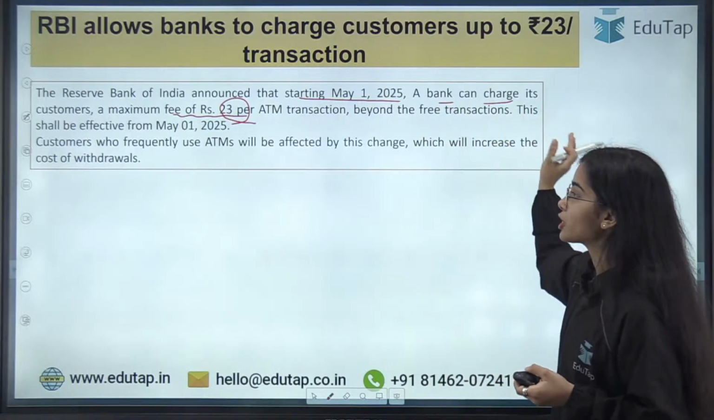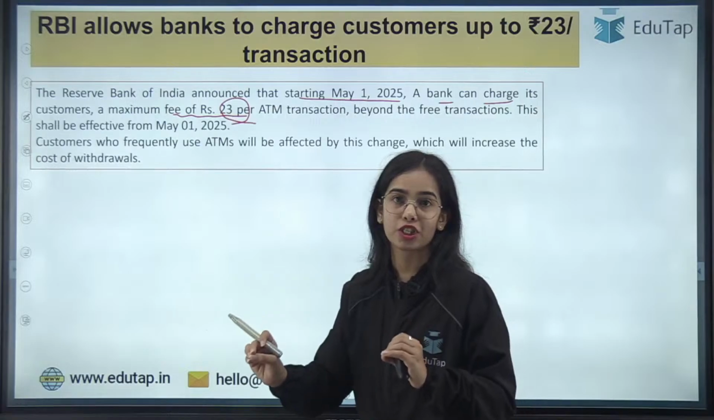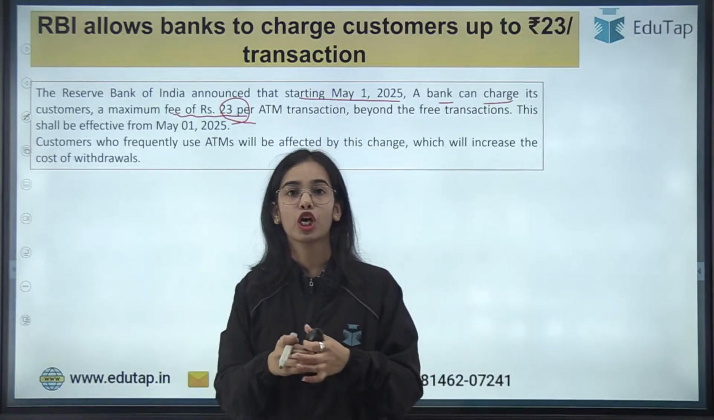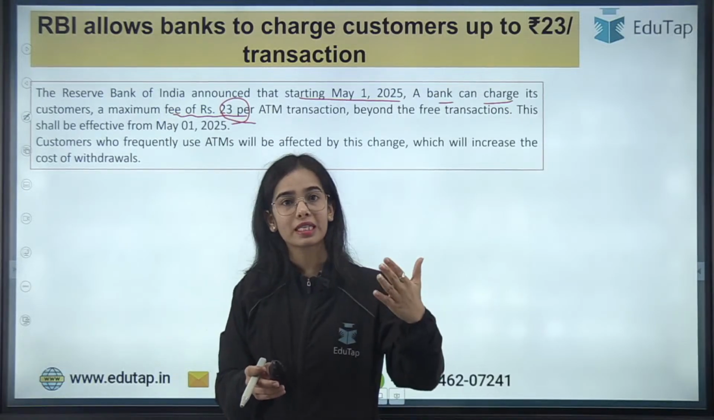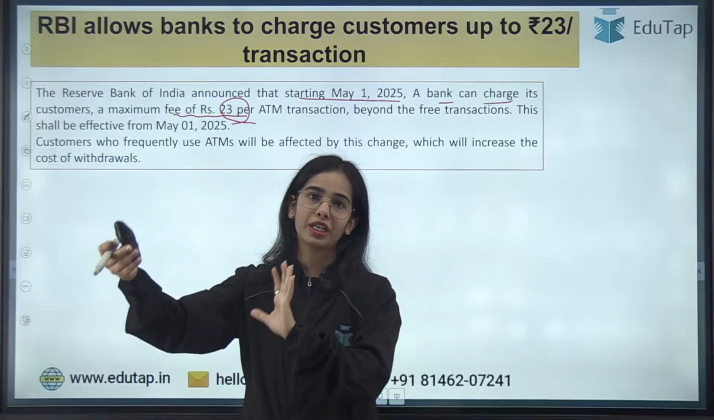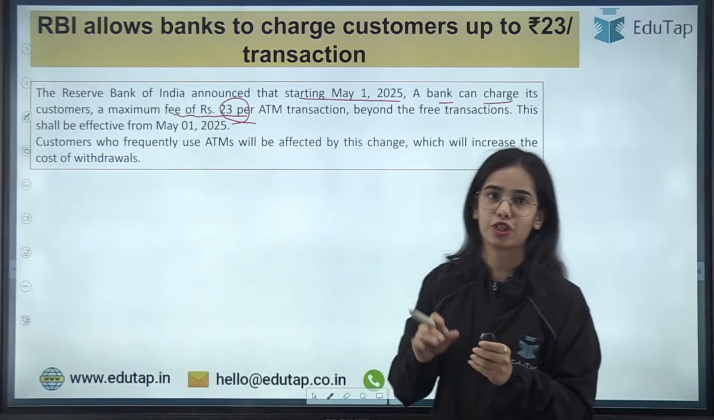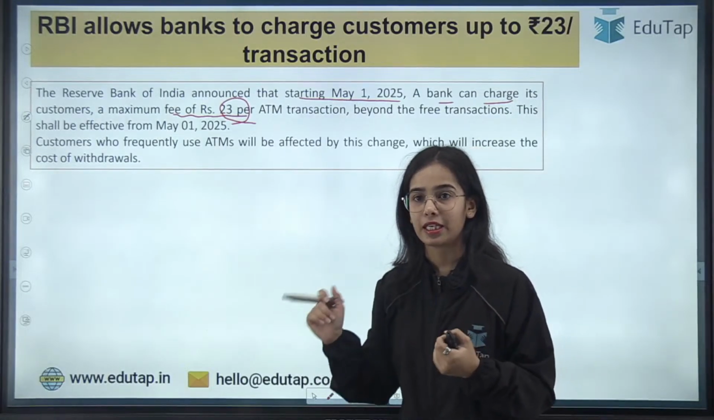So a bank can charge its customers a maximum fee of rupees 23 per ATM transaction beyond the free transactions limit. So there are certain free transaction limits that we will discuss. Beyond the free transaction limits, the customers will be charged up to 23 rupees per ATM transaction. Okay, this shall be effective from May 1st, 2025. This has been stated.